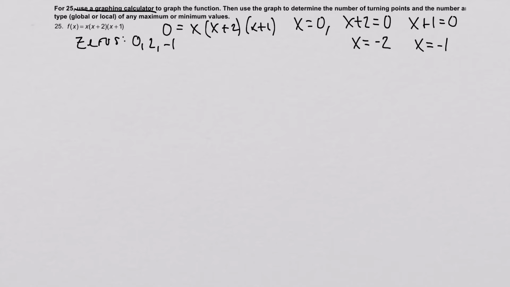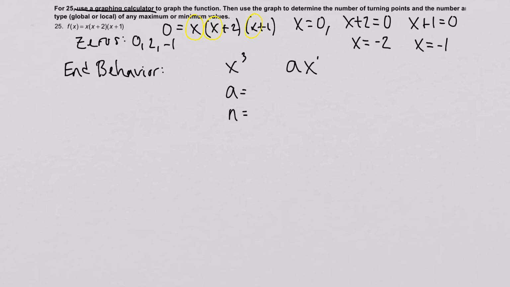Next, what I'm going to determine is the end behavior. My end behavior will be determined by the first term of each factor. X, x, and x, multiply them all by each other so you get x cubed. So you look at that x cubed and you figure out, okay, from that x cubed, what is a and what is n? A lot of people still are confusing which one is a and which one is n. A is always in front of the x and n is the exponent. So in this case, a is 1 and n is 3.